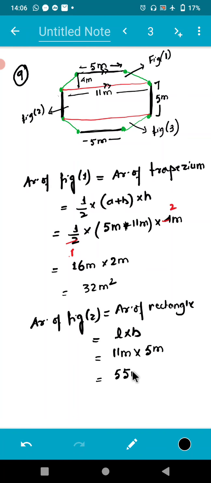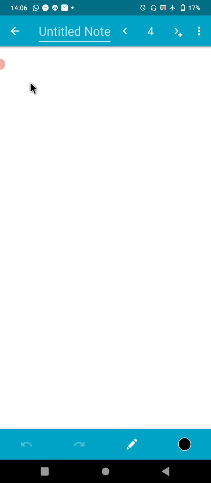Now, area of figure 3. We can say that area of figure 1 and figure 3 are equal, because they are congruent figures. And why congruent figures? Because this is a regular octagon. So, all the sides are equal, even the perpendicular distance between the parallel sides are also equal. So, this way you can find it out, or if you want to find out figure 3 individually, then also no problem. Okay. So, we'll find out the area of figure 3 individually also if you want.